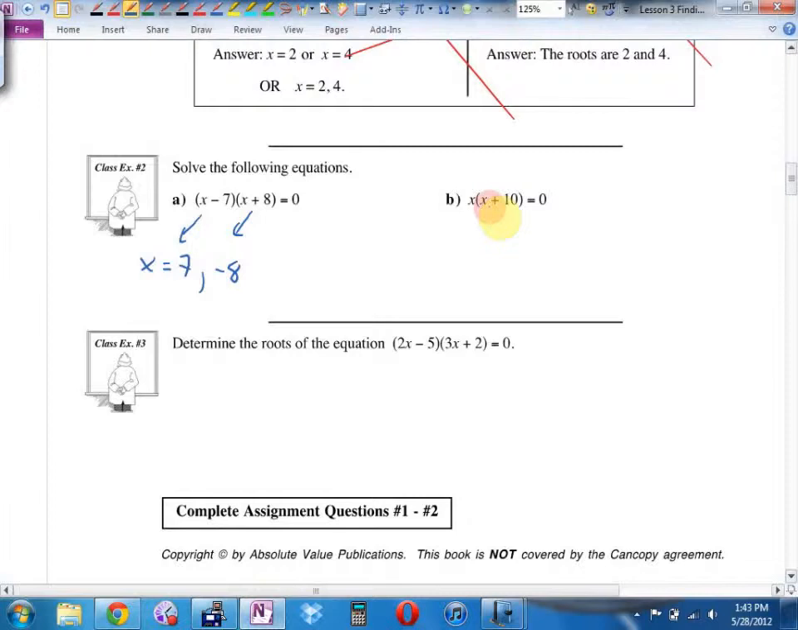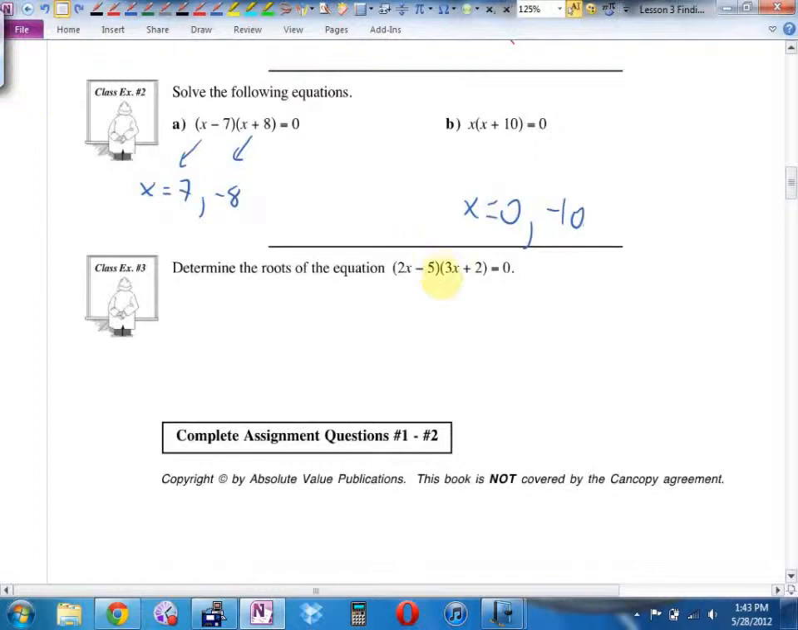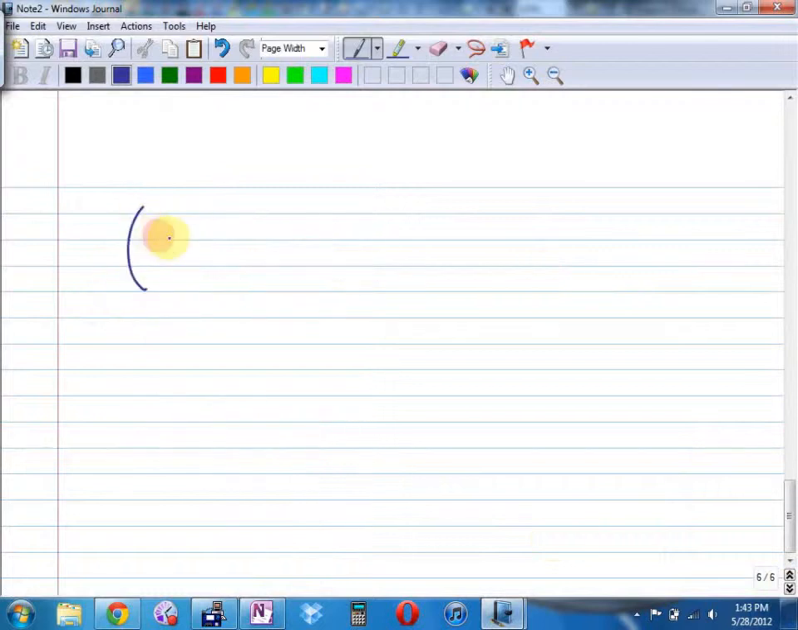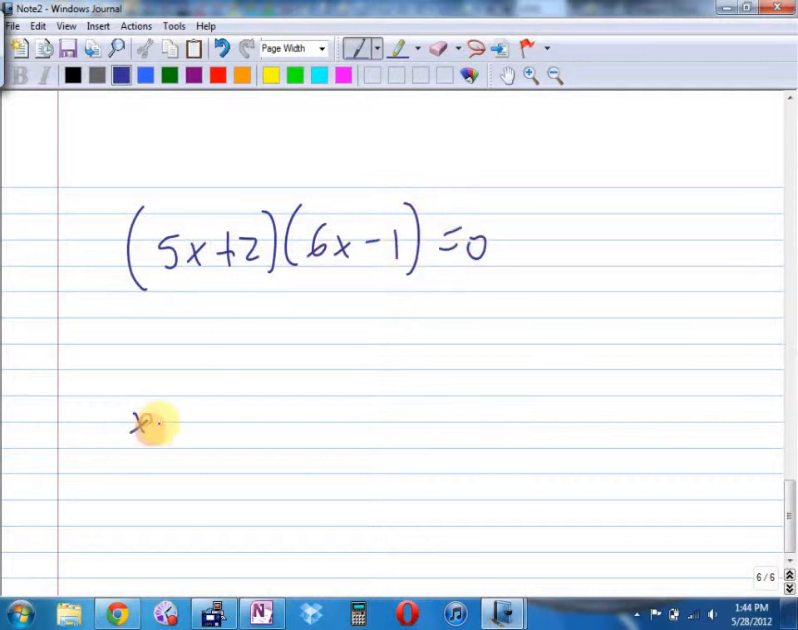What are the roots? Zero and -10. What if there was a 6 in front of there? Still 0 and -10. Okay? What are the roots? Stop. More patterns. 5x plus 2, 6x minus 1. I'm going to tell you right now the roots are -2/5 and 1/6.